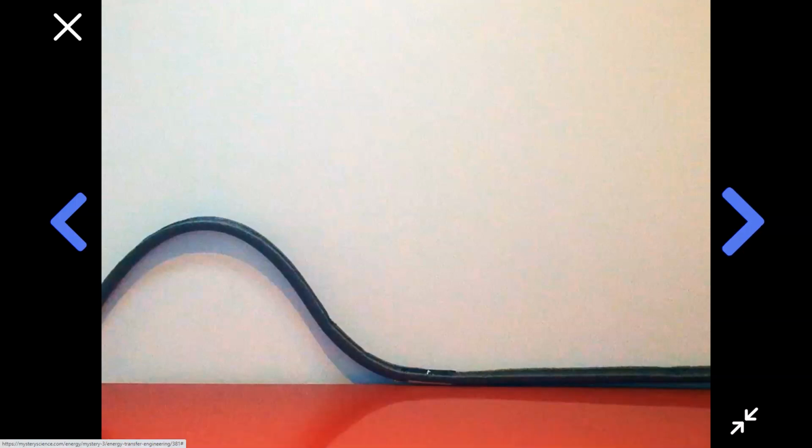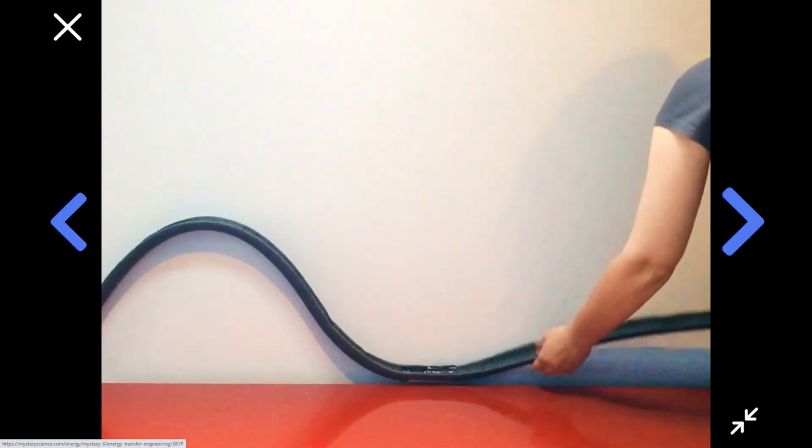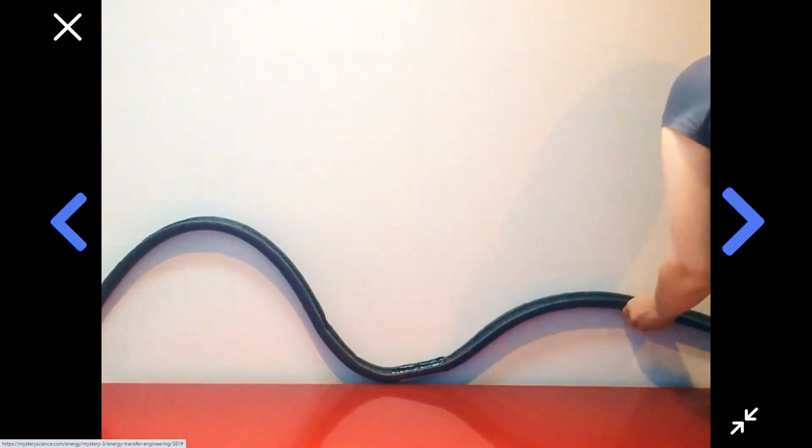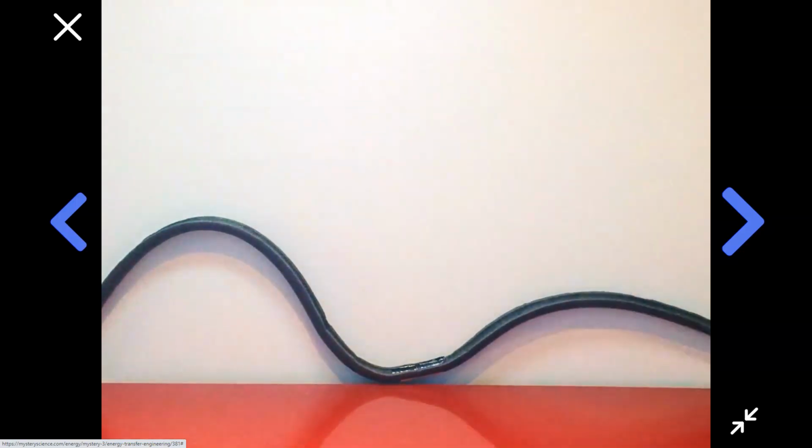Here at Mystery Science Labs, I'm setting up a model roller coaster to figure out why the first hill is always the highest. Right now, I've only built one hill, the first high hill, so I still need to make the second hill. I'm going to make this hill lower than the first one, just like a real roller coaster. All right, so let's see what happens when I drop a marble off the first hill.